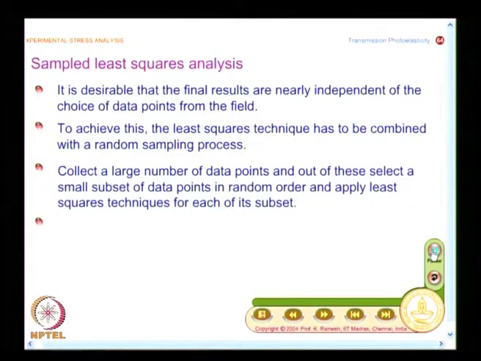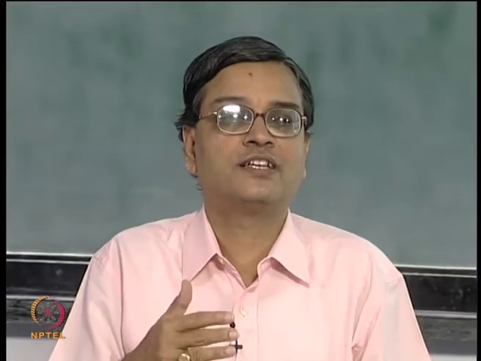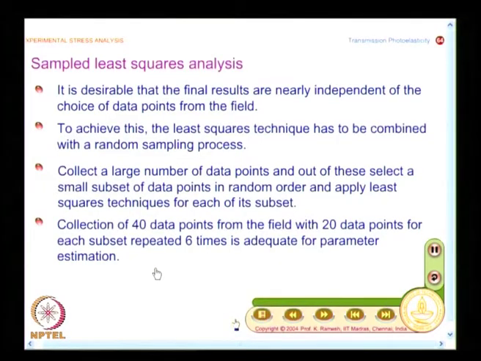And there are also recommendations on how to statistically condition. So, what they recommend is collection of 40 data points from the field with 20 data points for each subset, which is repeated 6 times, is adequate for parameter estimation. Because in this case we know only 4 unknowns have to be determined. For 4 unknowns, they suggest, based on experimentation, collect 40 data points, and from the 40 data points at a time randomly select 20 of them and repeat this process 6 times, and finally you take the average of this, you will have one unique value for the F sigma, and this is called sampled least squares analysis.